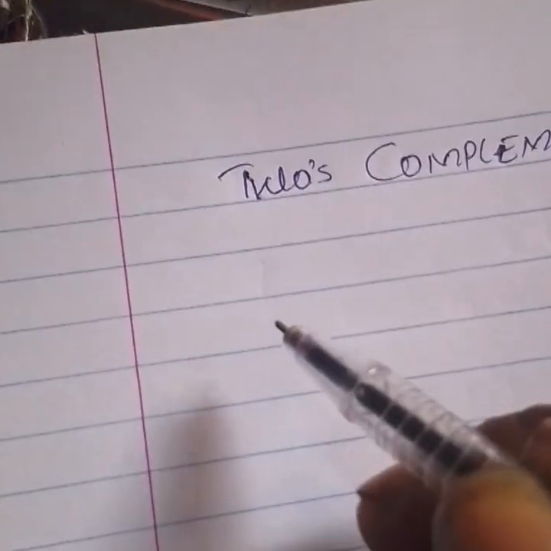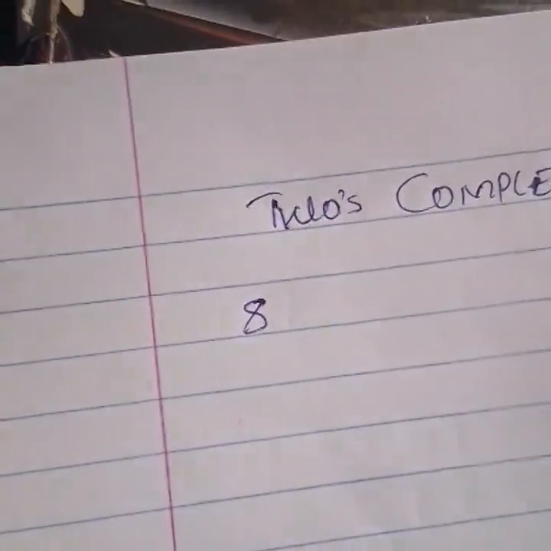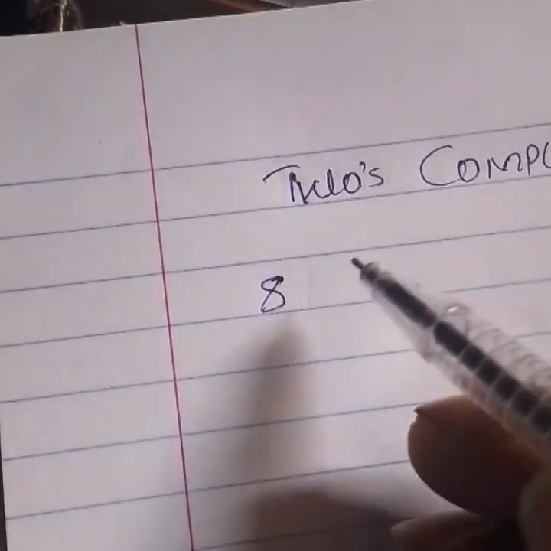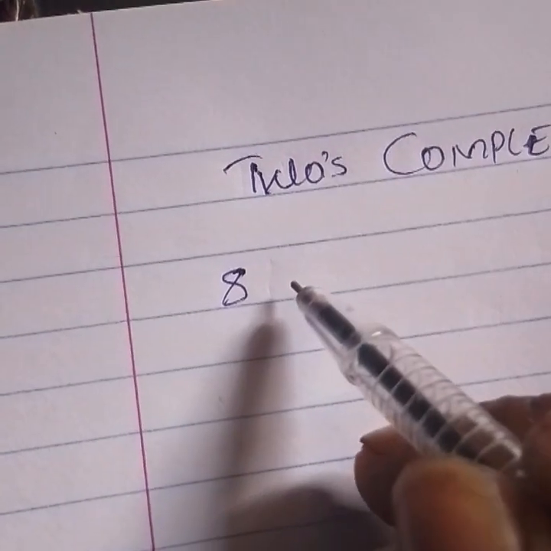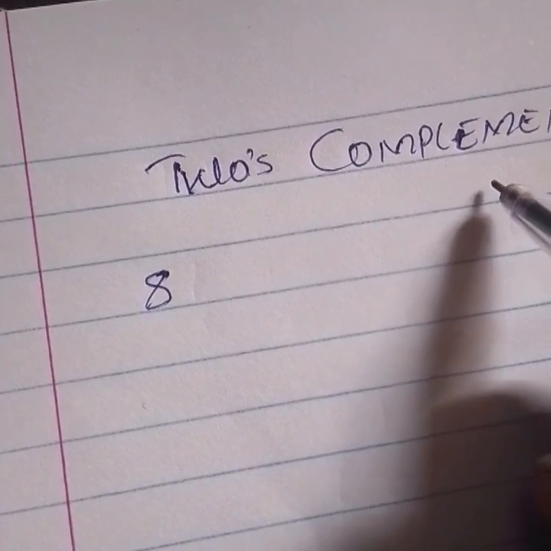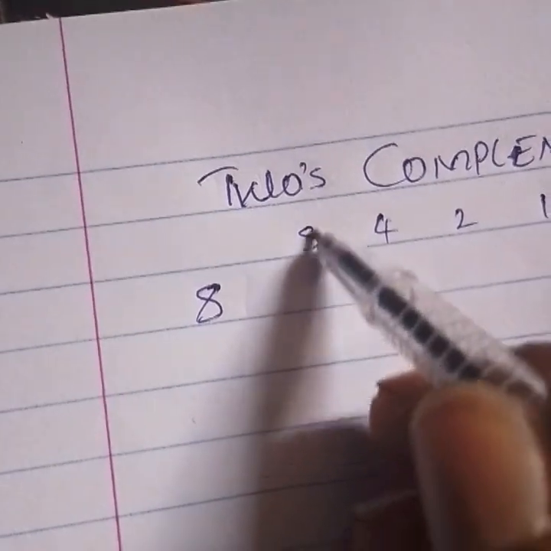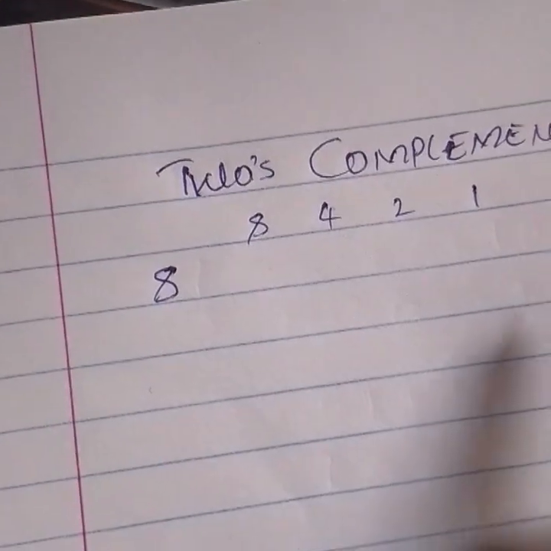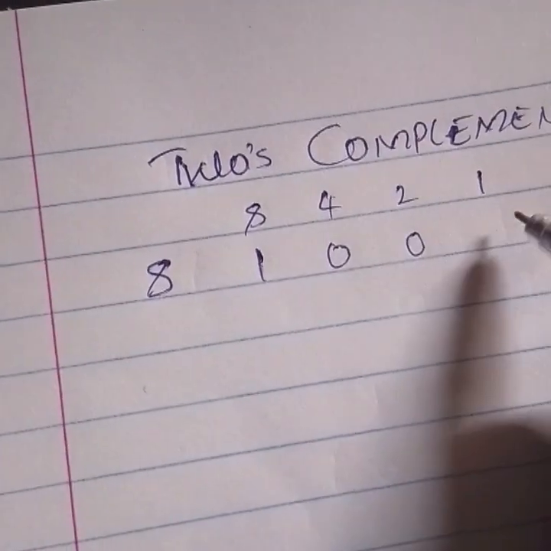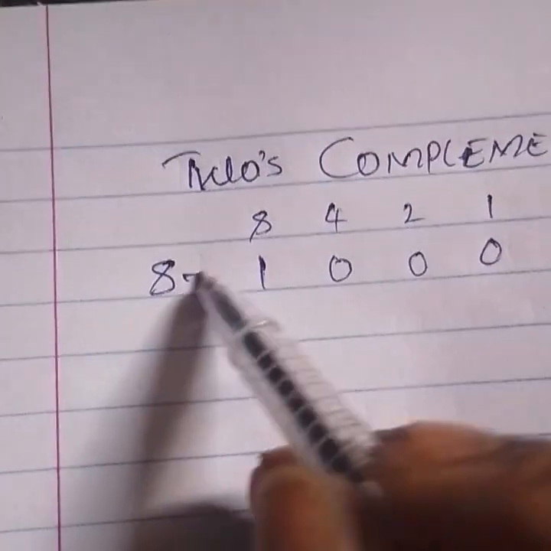So let's pick an example. We're going to use a number called, what should I use? 8. This is number 8, right? So 8 is the decimal value. For the binary of 8, let's use how many bits? 1, 2, 4, and 8. So we are having 8 bits here. To get 8, that means 1, 0, 0, 1, 0. So this is the binary of 8.